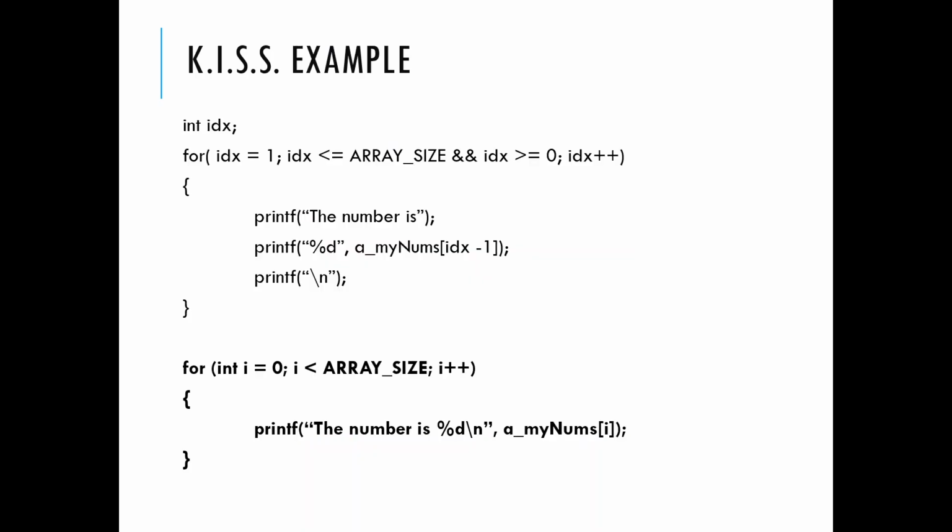So here would be an example of a terrible, terrible interface. I'm going to make a variable IDX outside of my for loop. Why?